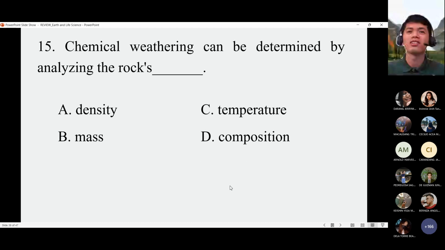Ayan, what could the answer be? B, C, D, ayan, C, D, D, A, C.